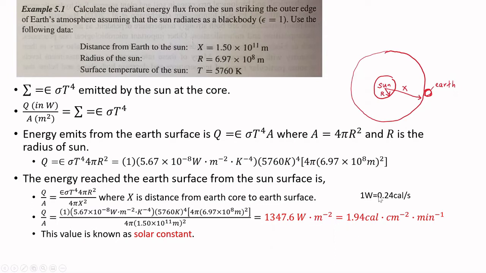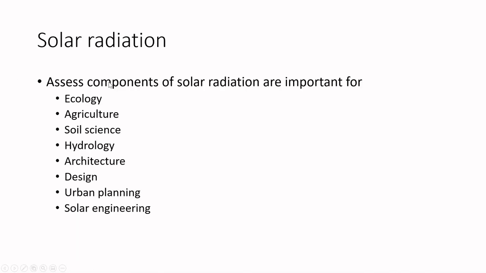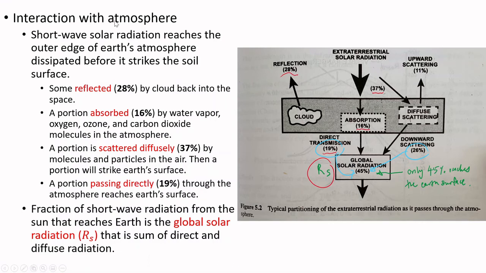And we know that 1 watt equals 0.24 calorie per second. So we can convert this into calorie per centimeter square per minute. We get 1.94. So either you put this value 1347.6 watt per meter square or 1.94 calorie per centimeter square per minute, and this is called the solar constant. Solar radiation components are important for the ecological field, agriculture, soil science, hydrology, architecture, design, urban planning, and solar engineering.